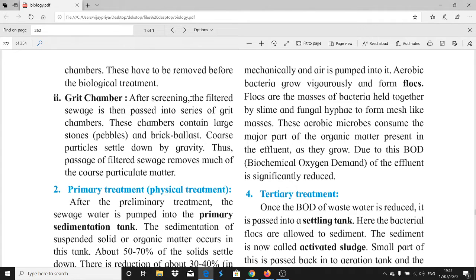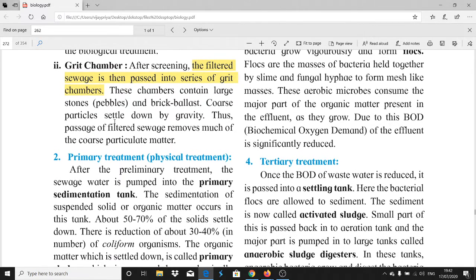The filtered sewage is then passed into a series of grit chambers, which are used for the treatment of sewage. These chambers contain large stones, pebbles and brick balls. Coarse particles settle down by gravity. Using the gravitational force, the coarse particles get settled down. This passage of filtered sewage removes much of the coarse particulate matter.